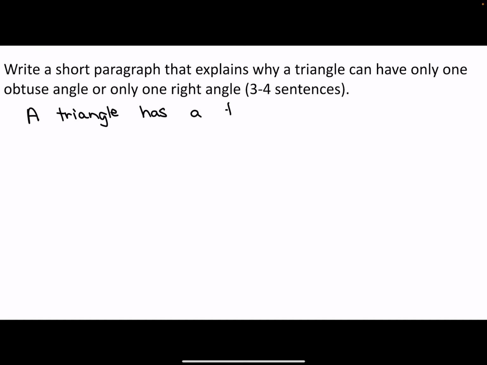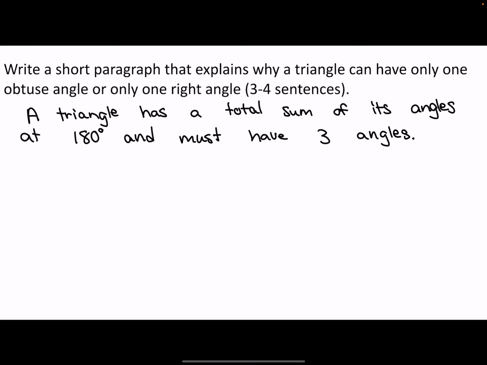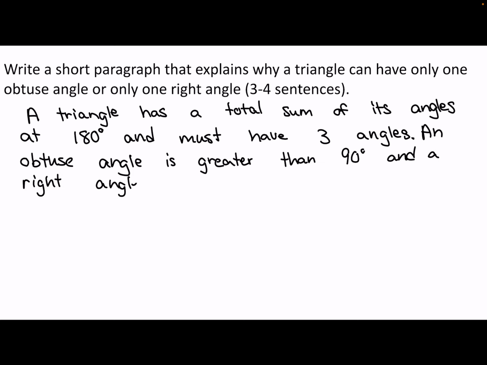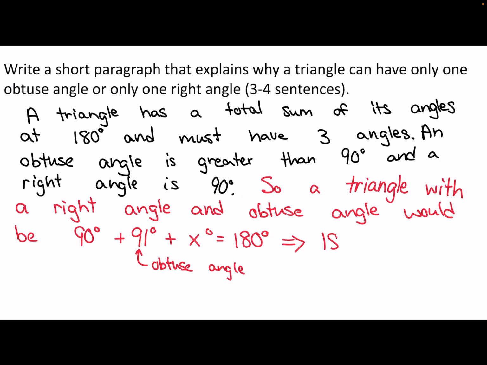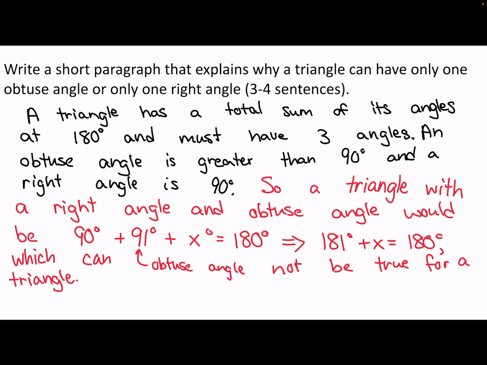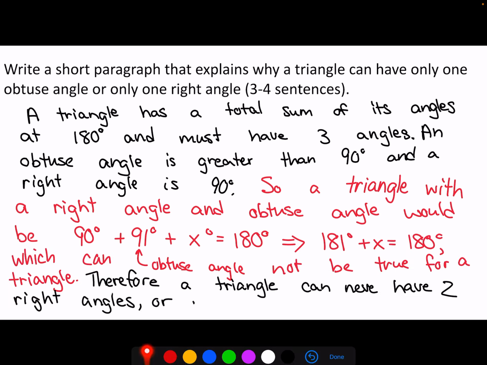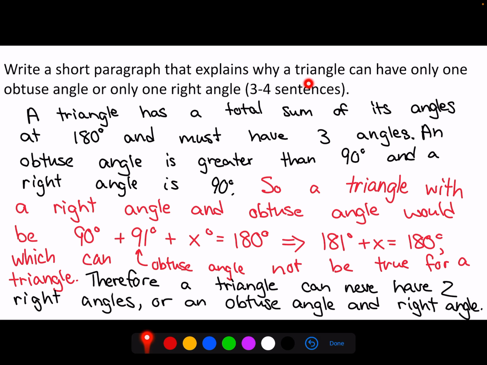A triangle has a total sum for all of its angles of 180 degrees. It can't go past 180 degrees by definition, and we'll be proving this in a couple days. And a triangle needs to have three angles. Again, that's why it's called a triangle: tri meaning three, angles meaning angles. An obtuse angle is greater than 90 degrees and less than 180, and a right angle must be 90 degrees.